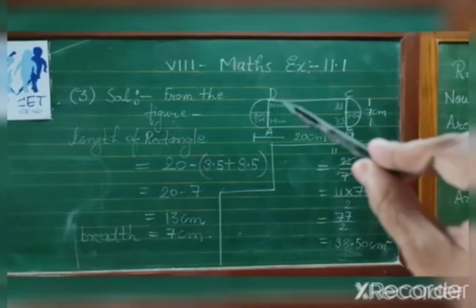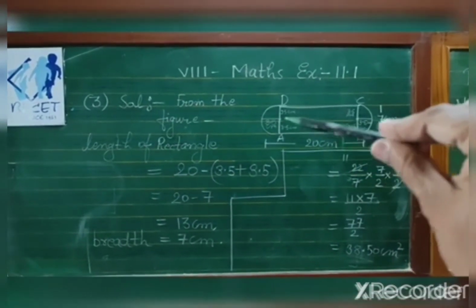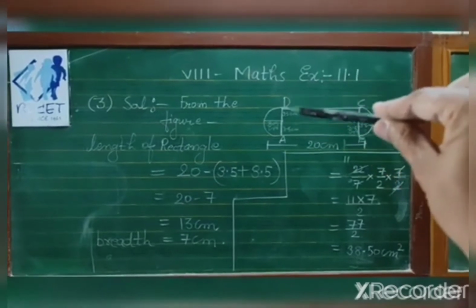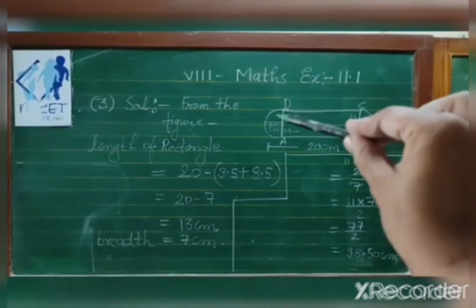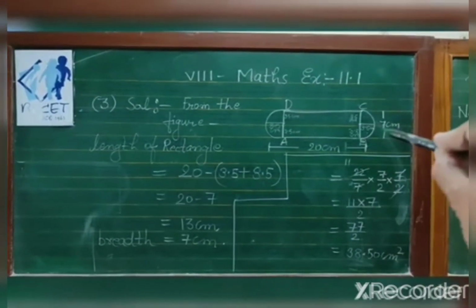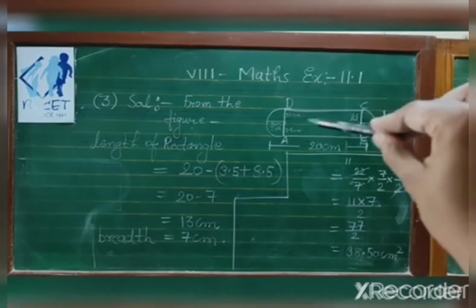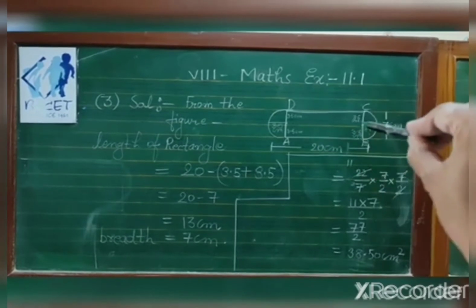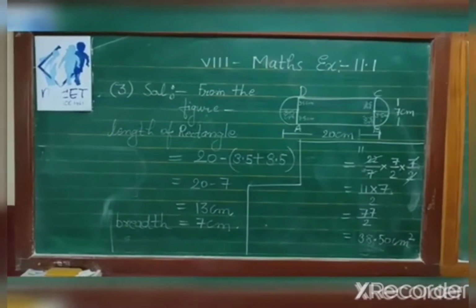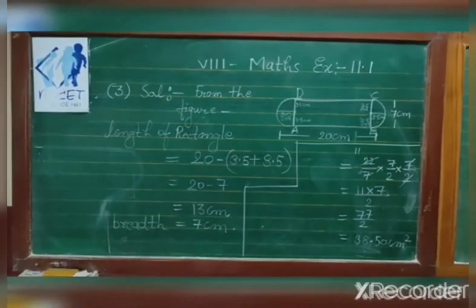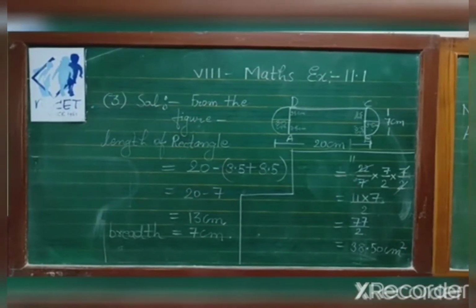Rectangle. You can see the breadth of this rectangle is given as 7 centimeter. In another way, you can say that this is the diameter of the semicircle. So, diameter of semicircle is 7 centimeter. So, here 3.5, midpoint of the diameter, then 3.5. So, you can say radius. Okay, radius of semicircles is 3.5 centimeter. But we have to first calculate the area.